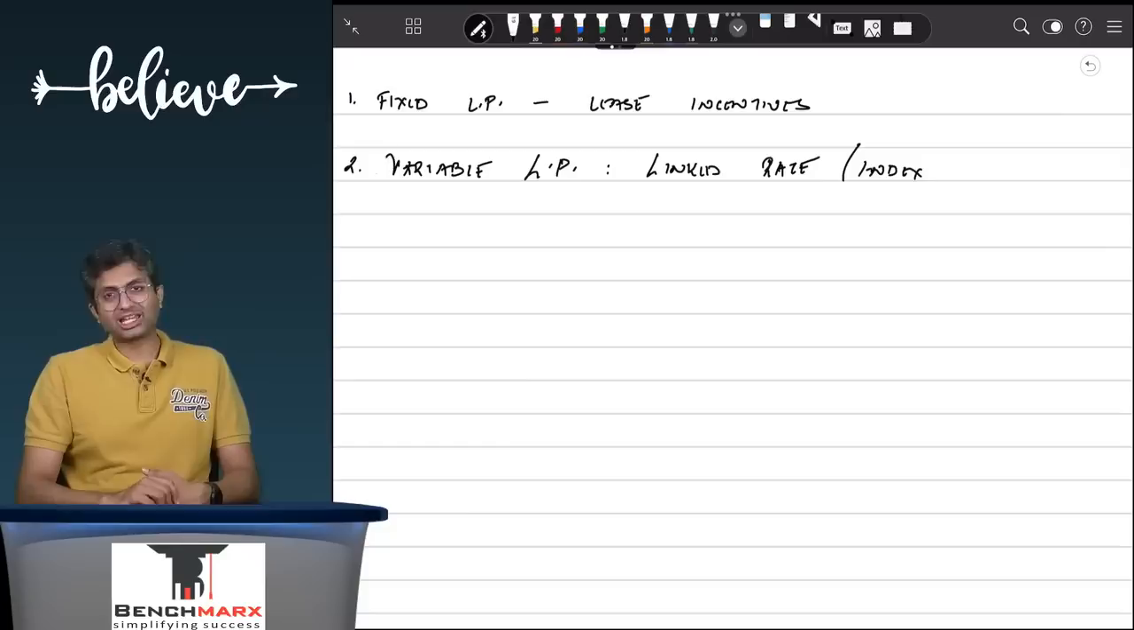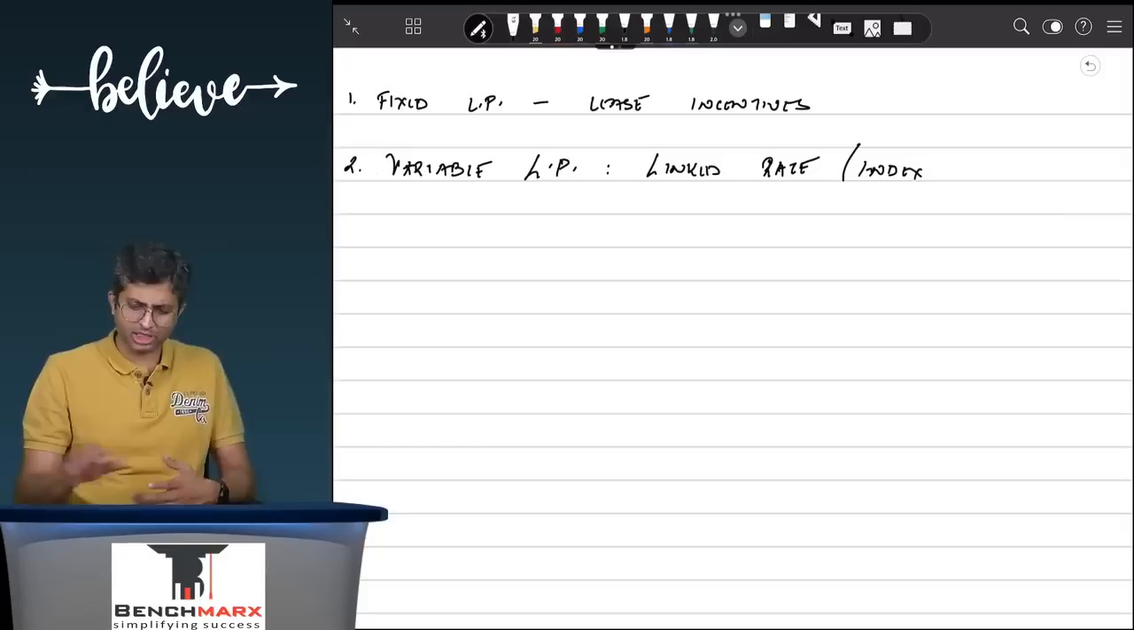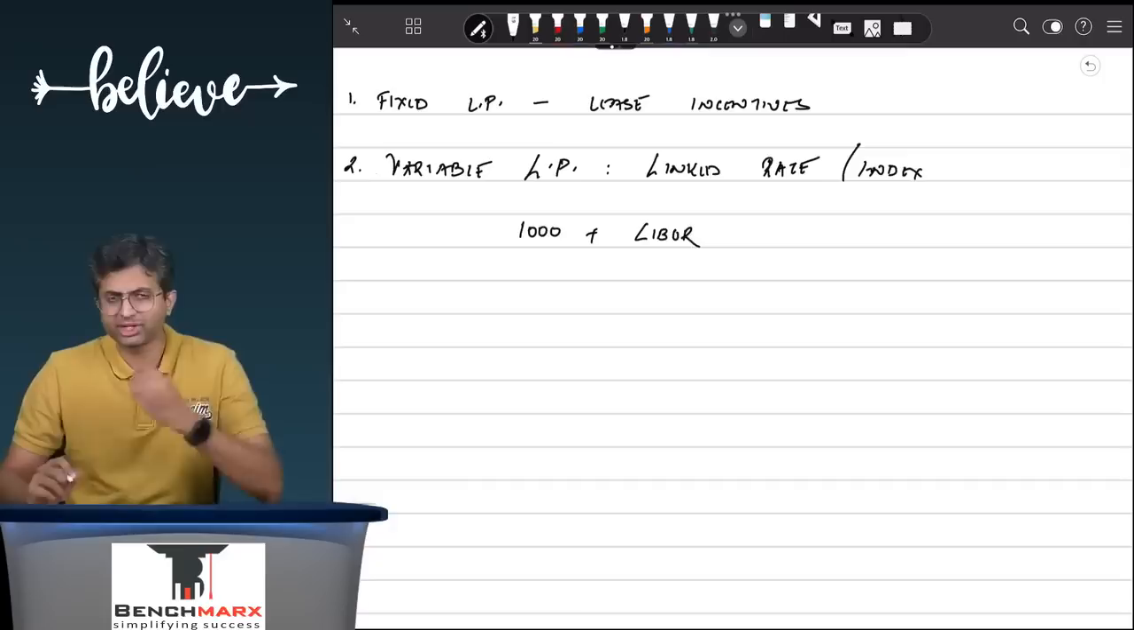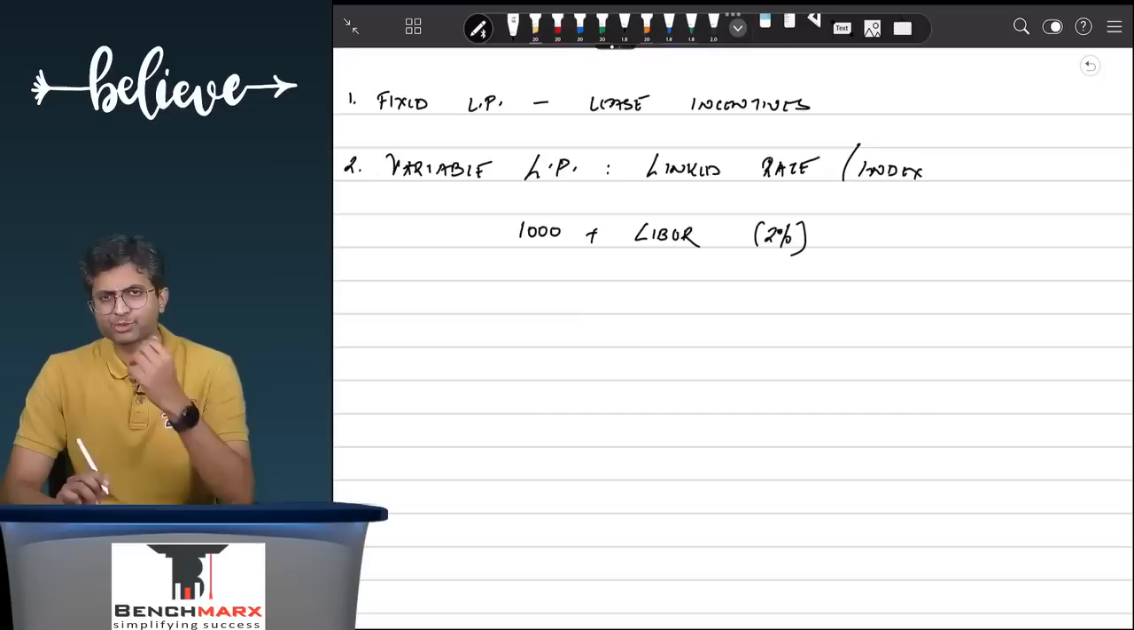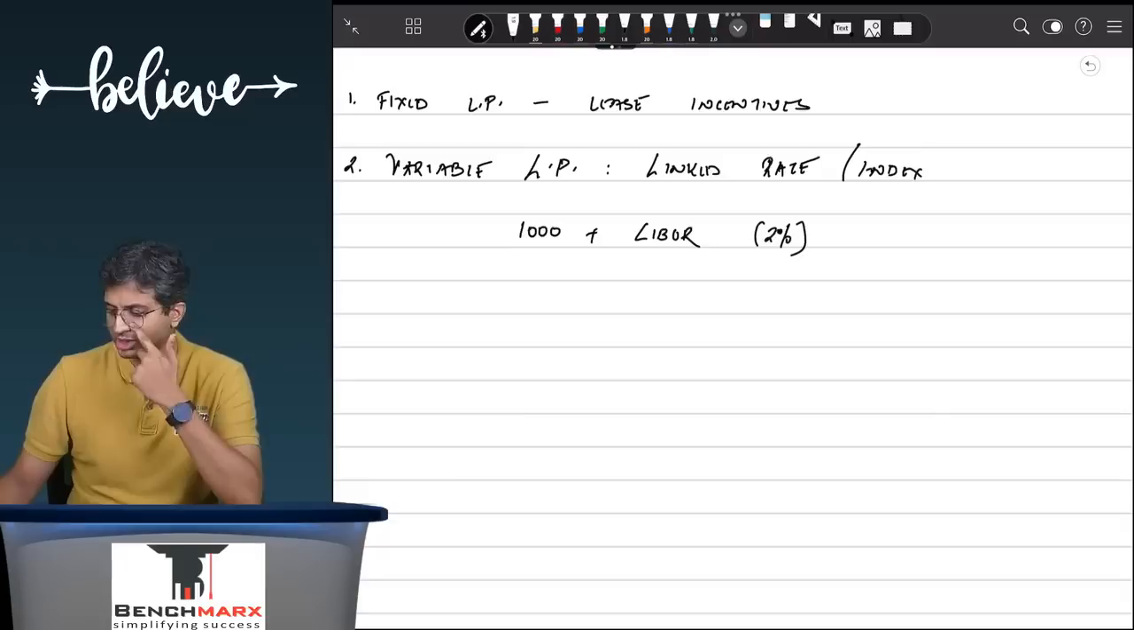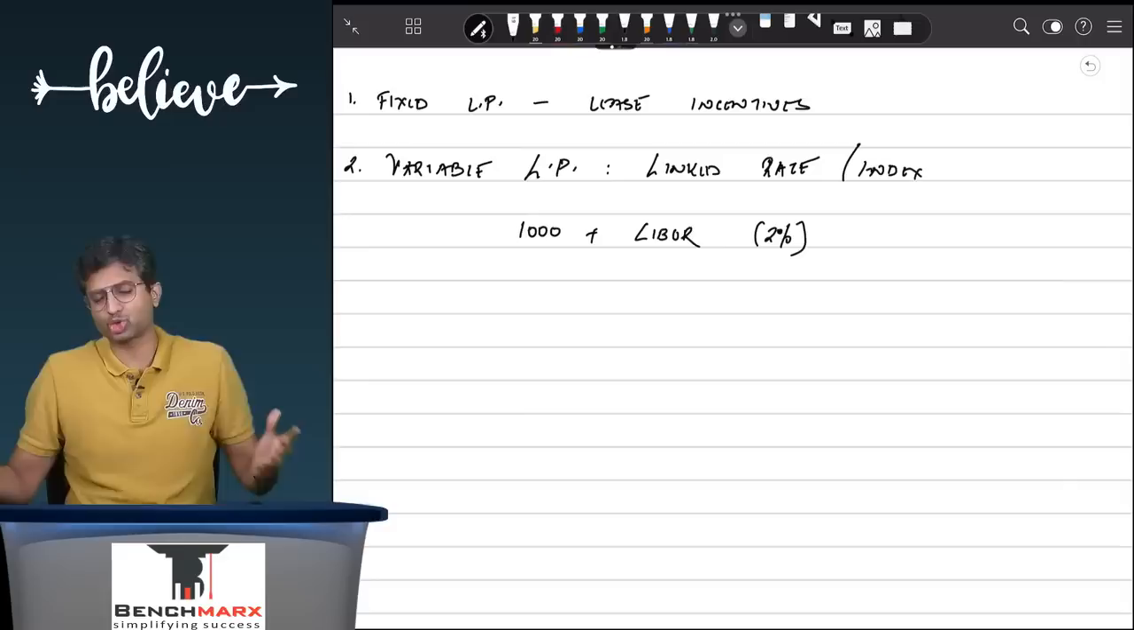On the other hand, if this is linked to a LIBOR, let us say we have been told that you have to pay 100 rupees plus whatever is the LIBOR, or whatever is the consumer price index, in which case you will take the LIBOR at the commencement date, for example 2%, and over the lease term you will consider the lease payments as 1000 plus 2%, that is 1020, plus 2% which is 1040, plus 2% which is 1061, and so on. We will consider the LIBOR as on the commencement date.